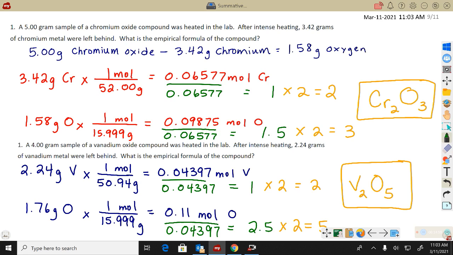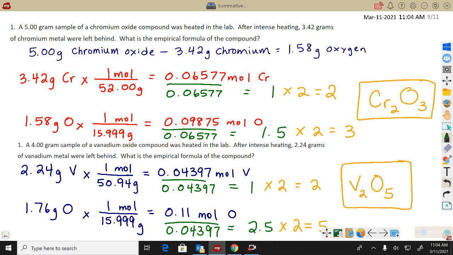The first example was 5 grams of a chromium oxide compound heated in the lab. After intense heating, the oxygen is removed and that just goes off into the air, but then you're left with the metal. The solid metal is left behind. Now, if I subtract the amount of chromium from the original chromium oxide, I can get the mass of oxygen.